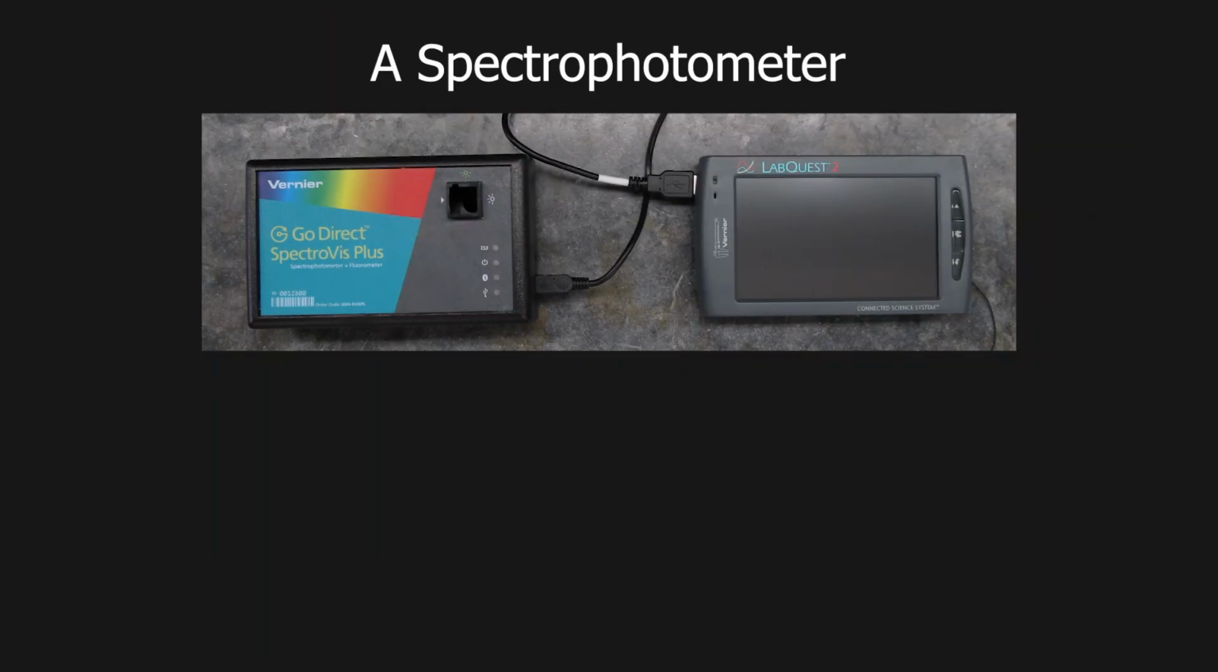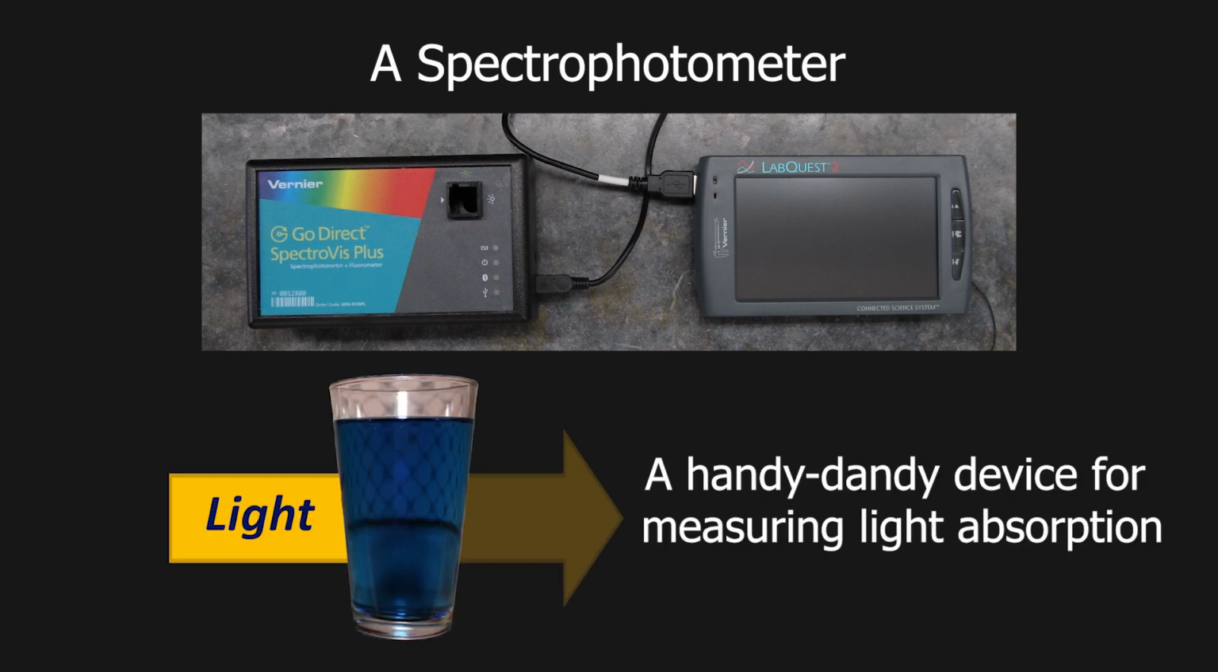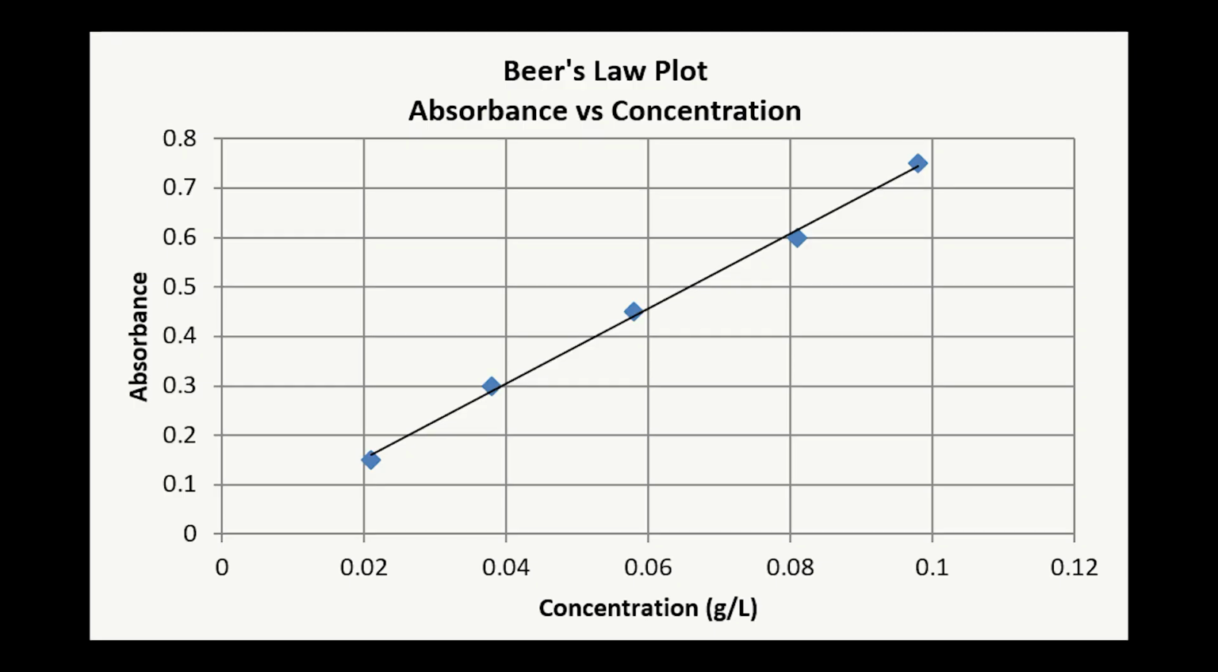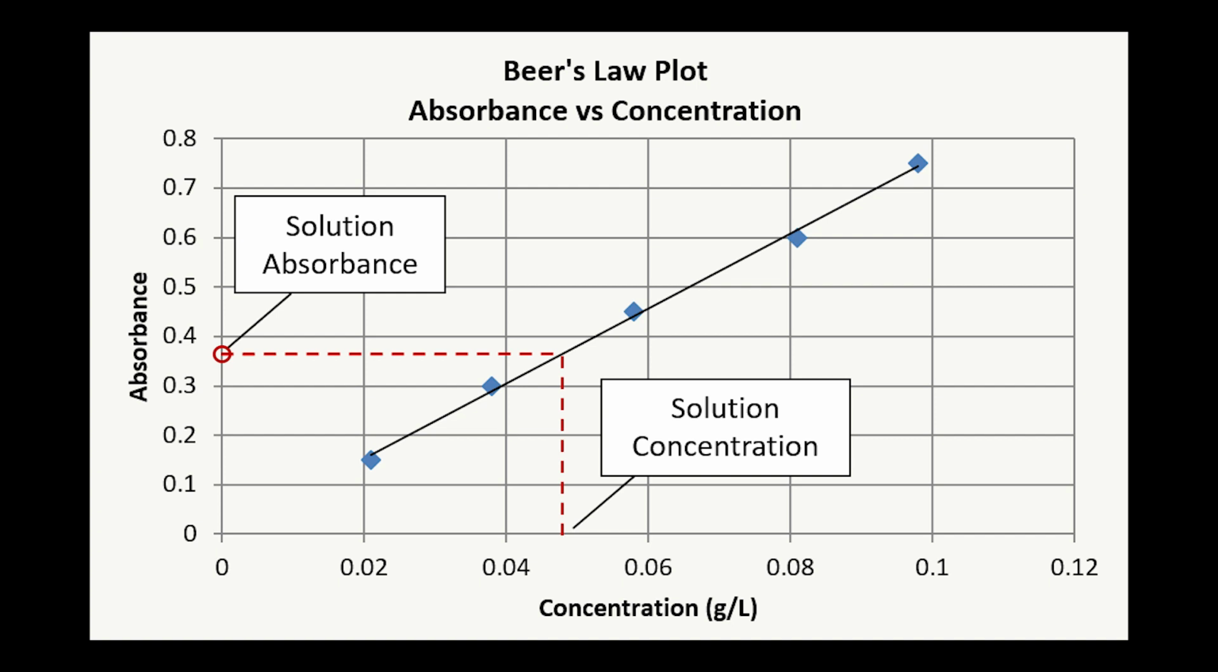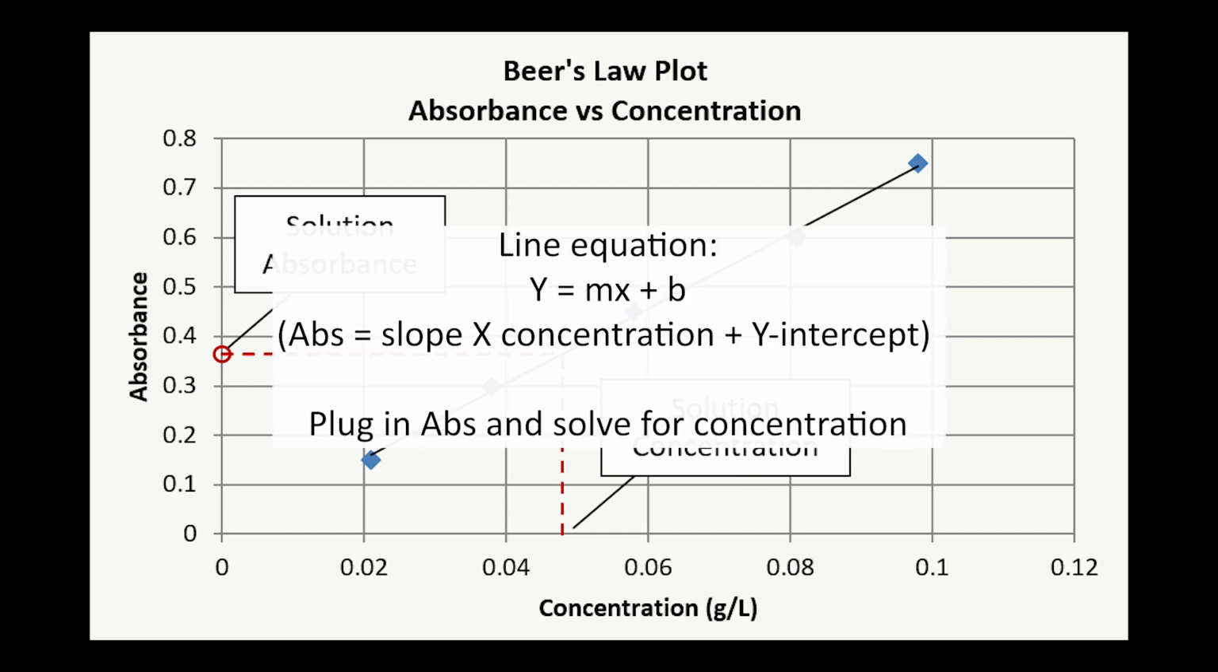The technique you're going to learn in this lab uses the same concept, but it takes it a step further. Instead of just looking at a solution with your eyes, you'll use a spectrophotometer to measure its absorbance, which is how much light it absorbs. Once you know its absorbance, you can use a chart like this one to translate it into a concentration. If, for example, we had a solution with an absorbance of 0.36, you'd put that here on the y-axis, then come straight over to the best fit line, then go straight down and see what concentration you got. In this case, the line goes to about 0.048, so this solution's concentration is 0.048 grams per liter. Alternatively, you can use the equation for the best fit line and solve for concentration.